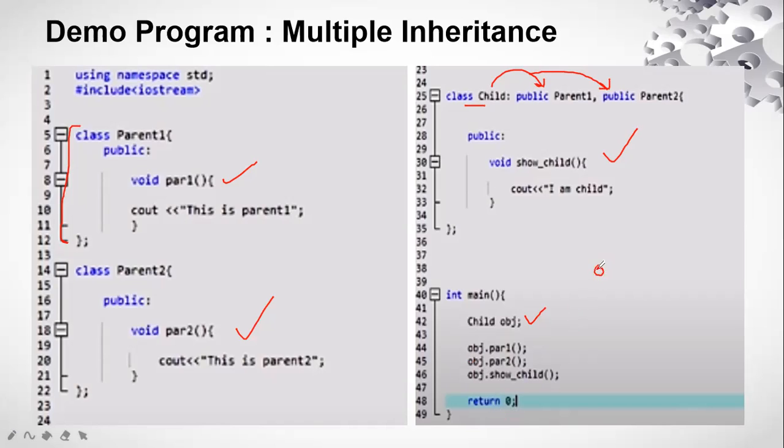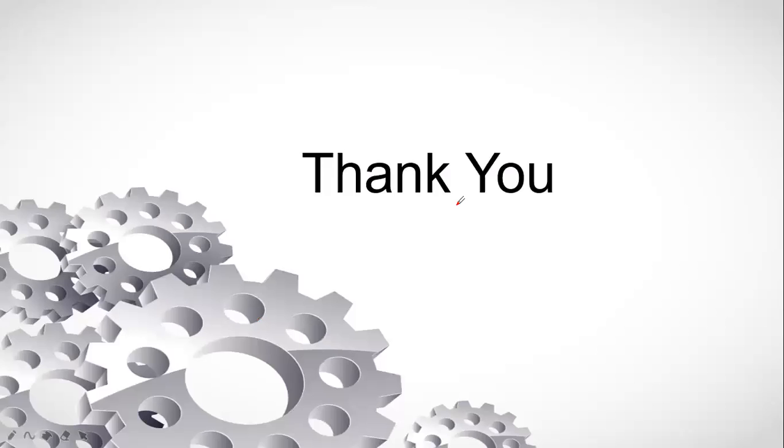Now what will it print? It will give the output: firstly, this is parent 1, this is parent 2, and I am a child. So this will be the output. So this is how we are going to implement and use inheritance, that is single level, multi-level, and multiple inheritance in programming. Thank you very much.